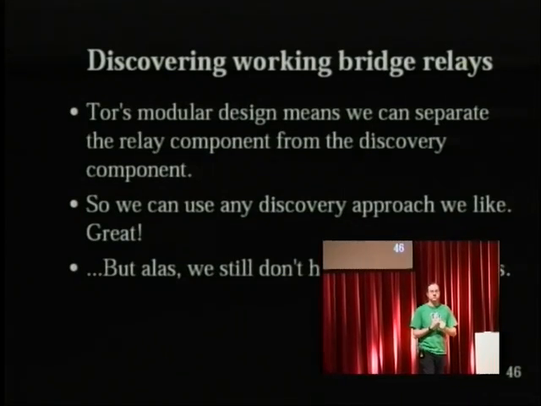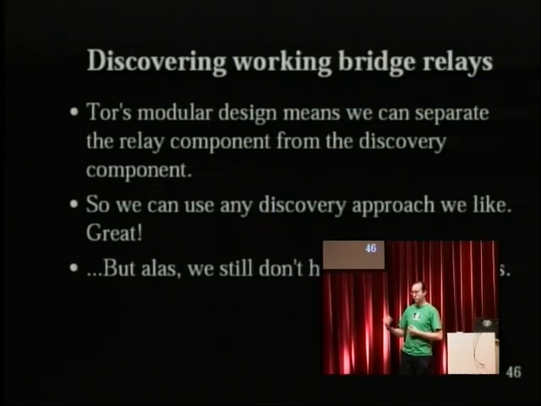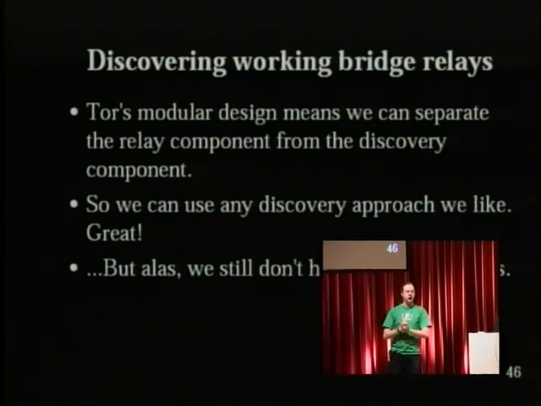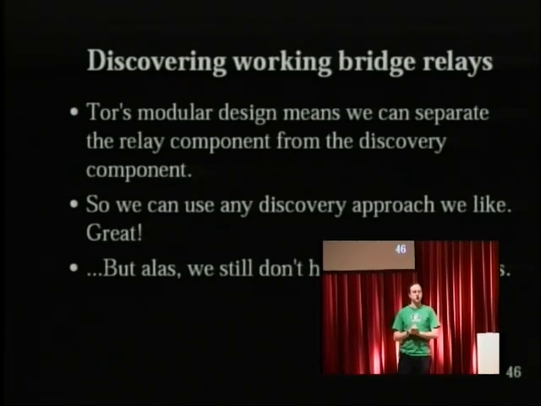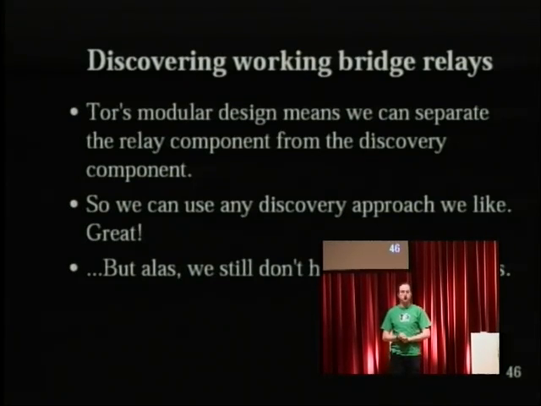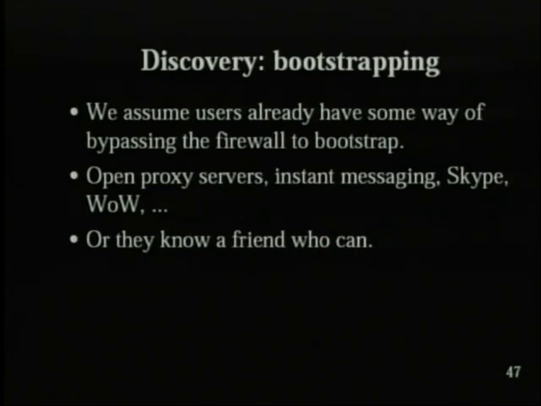And the third one is discovery. How do we actually let poor Alice in China figure out what bridges she can use? So the easy answer is Tor is very modular. We've separated the relay component from the discovery component. We can use any discovery component we like. Great, we're all set. Except we don't have a perfect discovery component. Even though it's modular, we still don't know the best answer. And hopefully we can help to solve that today and the next couple of days.